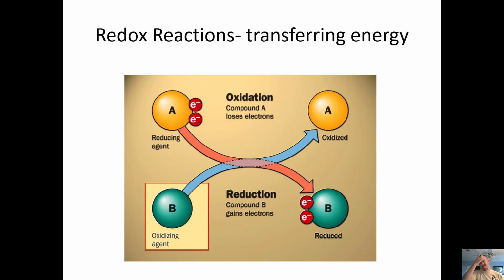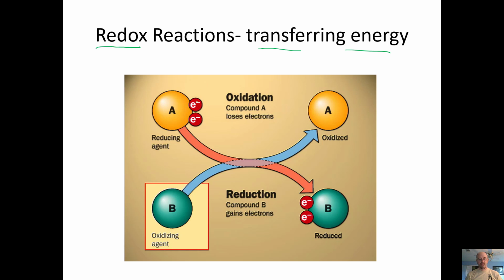Now, in all of these reactions that we're going to talk about, the primary kind of reaction we're looking at in photosynthesis and respiration are known as redox reactions, which are reactions that transfer electrons and energy from one molecule to another. Okay, so let me show you an example of this. Here we have molecule A and molecule B. Molecule A has its electrons shown here.